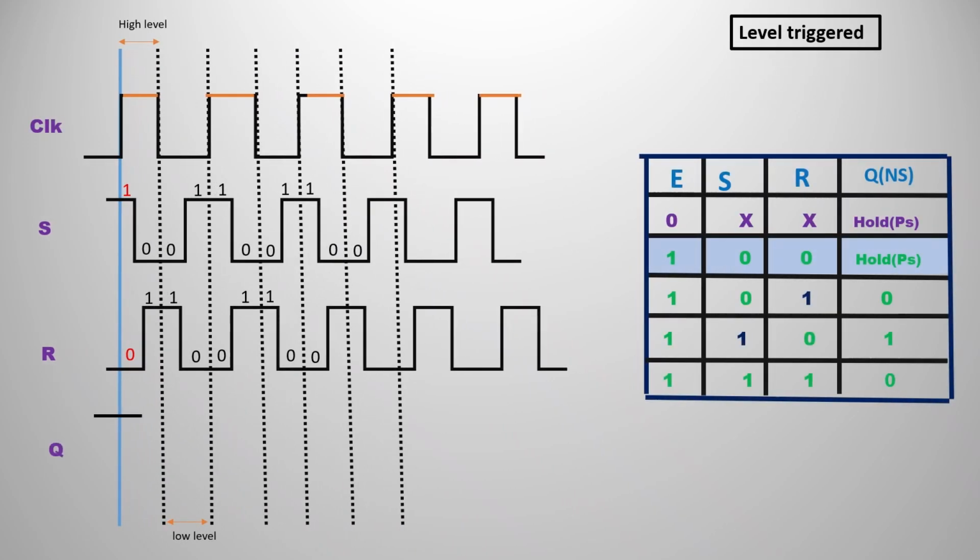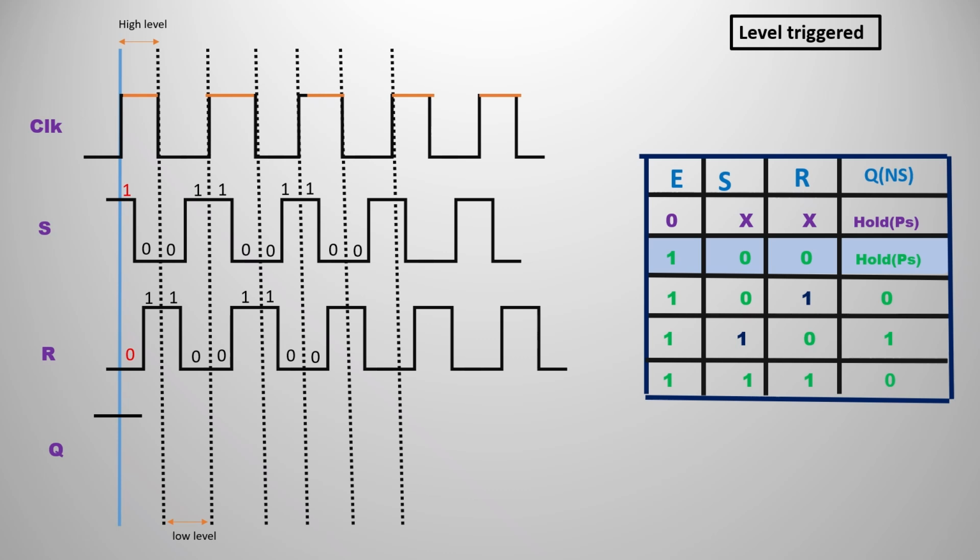Now we are going to construct the output Q. For the output Q, it is better to write above the given input lines S and R. If it is the up level, you write 1. Whether it is the low level, you represent it with 0. I hope you can represent all of that like this.